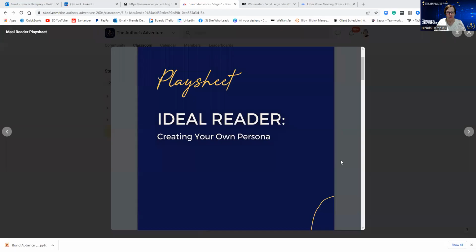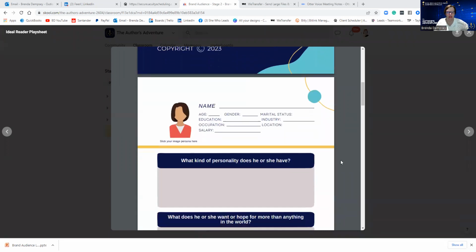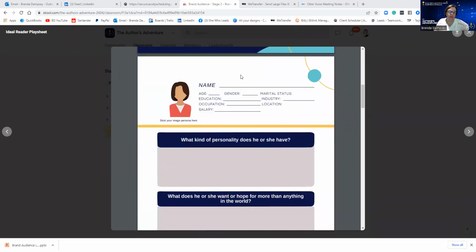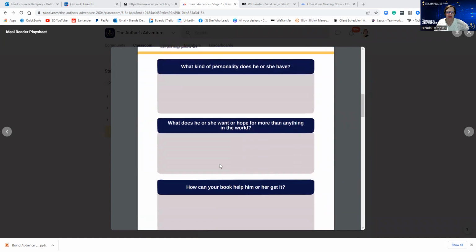So let me go back and share this with you now. So your play sheet for your ideal reader and creating your persona. So you can see the little bit that we put in. You can stick your picture of your person here, and then you can start answering all of these questions. Remember, I said you've got to get really deep to understand who your ideal client is. And it's all about taking some time.